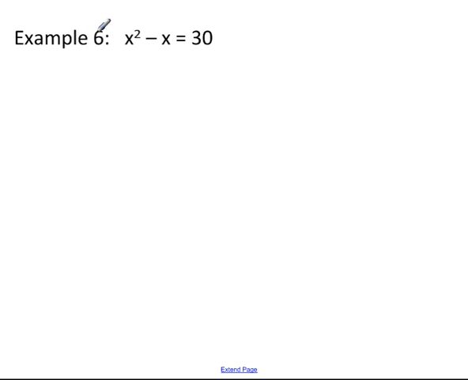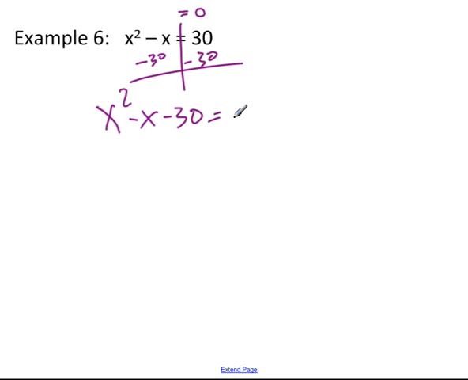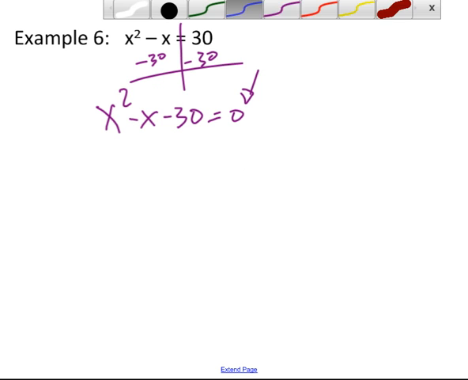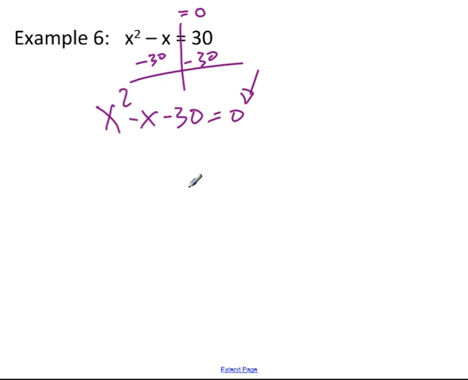Alright, example number 6. Well, what needs to happen here? I don't have equal to 0 on this side, so I need to make that happen. I'm going to subtract 30 from both sides. And what that gives me is x squared minus x minus 30 equal to 0. We have got to get all our stuff over here on one side, and we've got to have 0 here before we can do any of this stuff with our zero product rule. Doesn't even matter if you can factor this or not. Not going to help you.